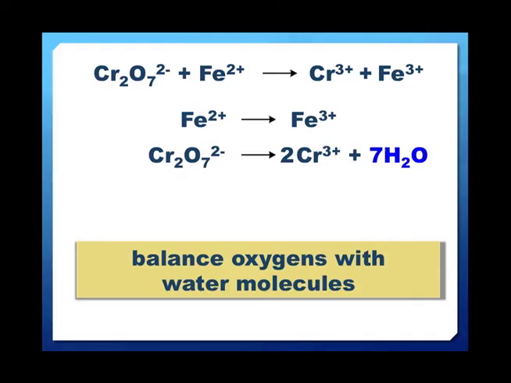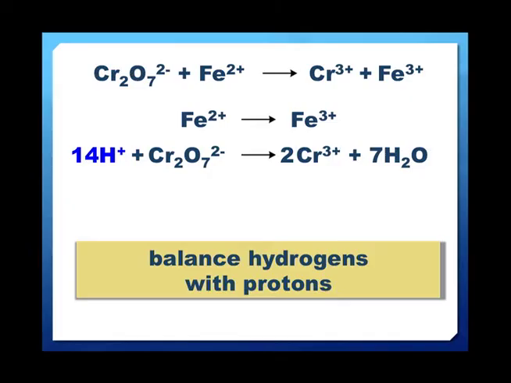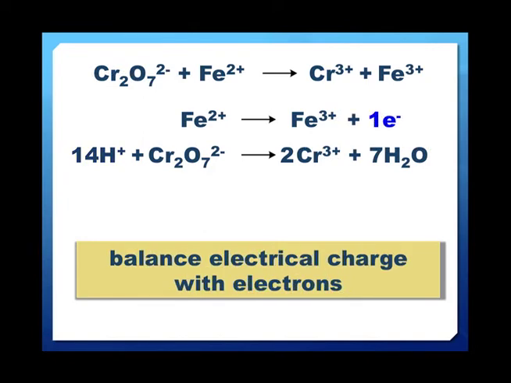Now we can balance hydrogen atoms by adding hydrogen ions. Since there are 14 hydrogen atoms on the right from the 7 water molecules, we will need 14 hydrogen ions on the left. Now we can balance the electrical charge by adding electrons. In the oxidation, in order for iron 2 to become iron 3, it must lose an electron. So there must be 1 electron as a product here.